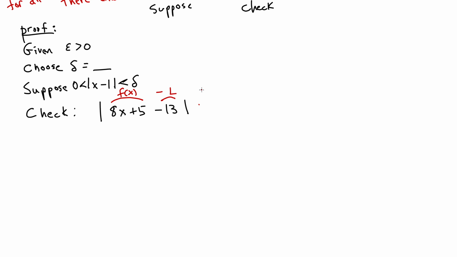So let's see. We have, how about absolute value of 8x minus 8, which we can then factor an 8 out of. So we have 8 absolute value of x minus 1. And there we have it. Now eventually we want to have this equal epsilon. That's our goal. So we need to work it so that we somehow get an epsilon at the end of this thing. So just keep that in mind. That's what we're heading towards.